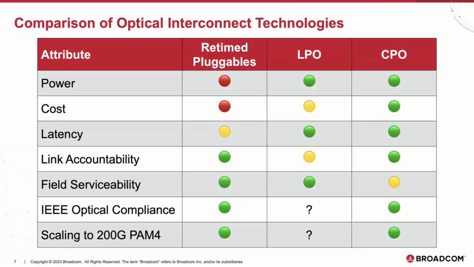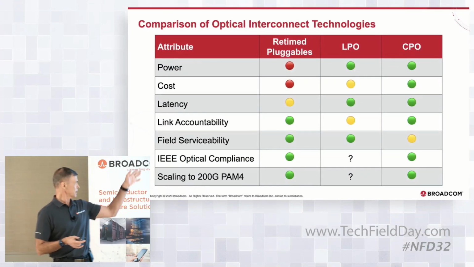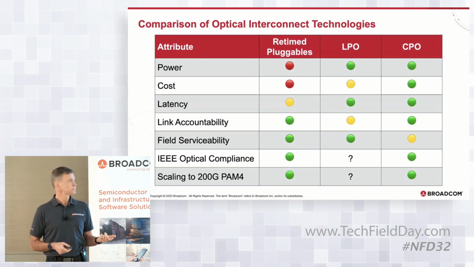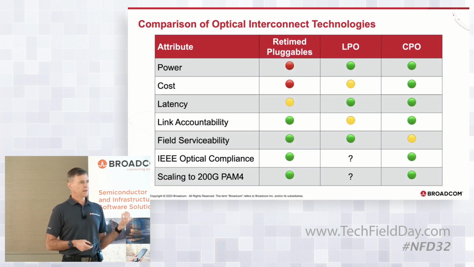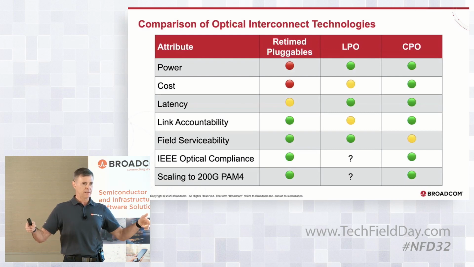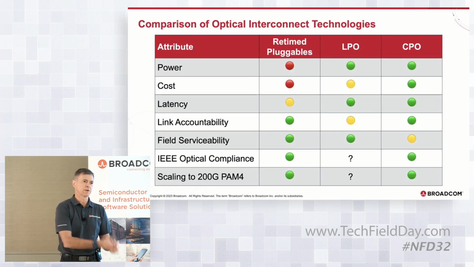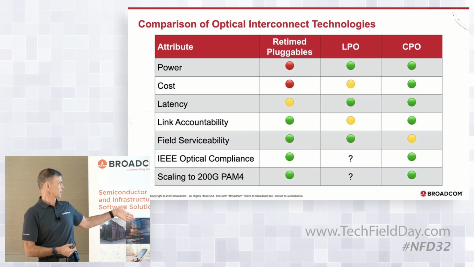So if you look at how the different optical technologies compare, the left-hand column is standard retimed pluggables. These are going to be the highest cost, the highest power. Latency is one thing that a lot of folks don't realize you can add on an end-to-end link. You can add about 100 nanoseconds or more of latency just from those DSPs on either end. Link accountability is good. You've got all the tools. You've got that big optical DSP with a lot of telemetry. Field serviceability is good because you can pull them out and swap in a new optical module. These are designed to be IEEE compliant, and we're already seeing optical modules sampling that support 200 gig PAM4.